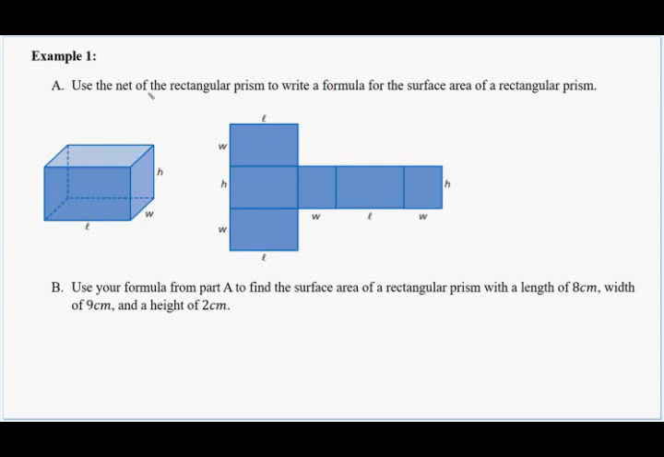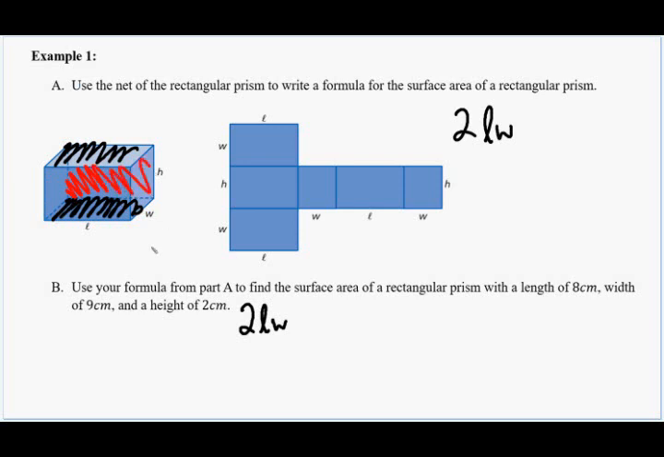Example 1, part A, use the net of the prism to write a formula for the surface area. So let's do that again. Here's our bottom. That's length times width. That's the bottom of the box, and here's the top of the box. So we're going to have length times width, and then we're going to have 2 of them. 2 times length times width. And now I've got the front of the box. That would be length times height. And that would also be true at the back of the box, length times height. So we've got 2 lengths times heights.